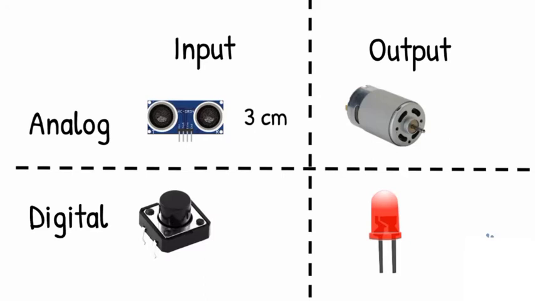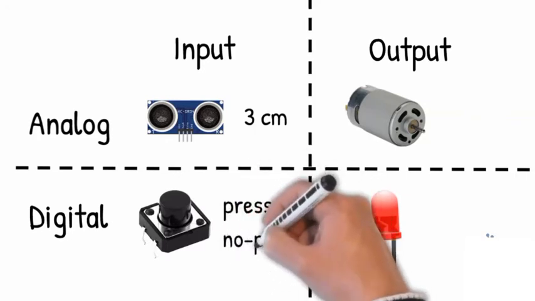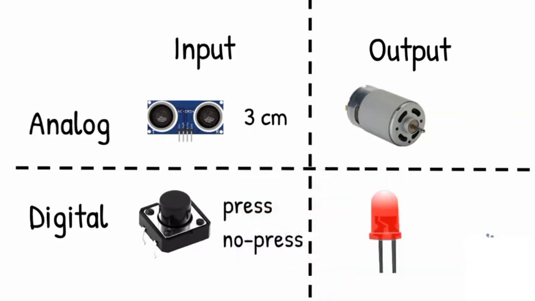The push button is a digital input because it has only two states. It can either be pressed or not pressed. The motor is an analog output since it can be controlled with varying speed. The LED light is a digital output because it can be controlled to be either on or off. Note that the motor and LED can be used both as digital outputs as well, since they both can be simply turned on or off.